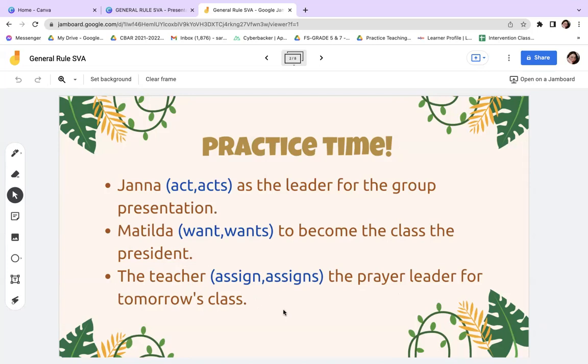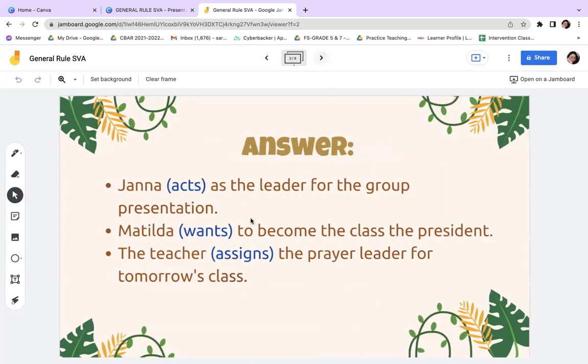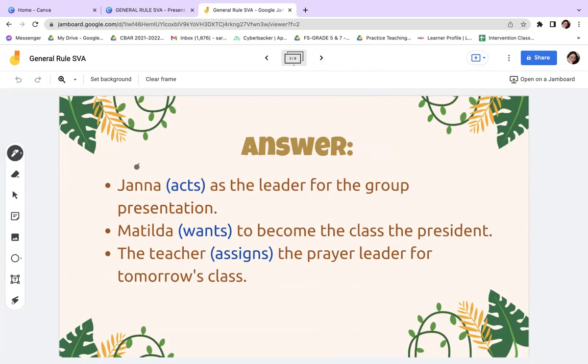Okay, so now that you have chosen the appropriate verb, let us see if that is correct. For number one, we have: Jana acts as the leader for the group presentation. Always remember that Jana is your singular subject. Now it takes the singular verb acts. Always remember that a singular subject takes a singular verb, and a singular verb always ends with S.